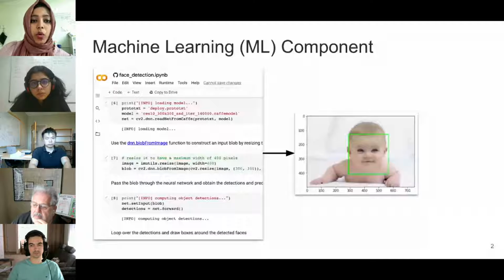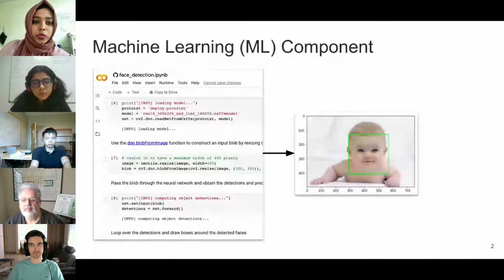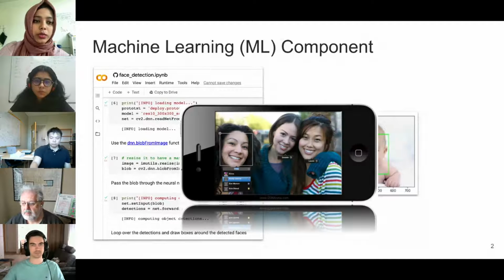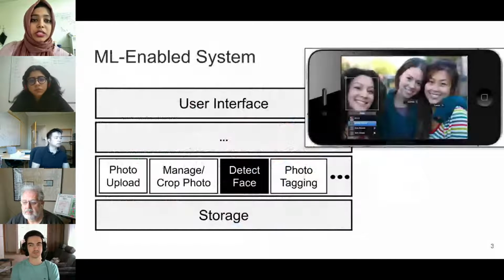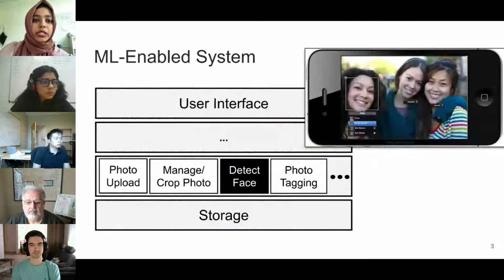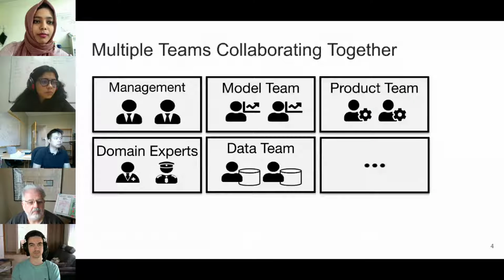Now, this face detection model is not an application or product in itself, but if we want it to be used by end users, it may be embedded inside a photo app as a component, which will look something like this. So now this photo app does not only contain the machine learning model, it has many more components along with the model. The machine learning face detection model is only one component of this entire system.